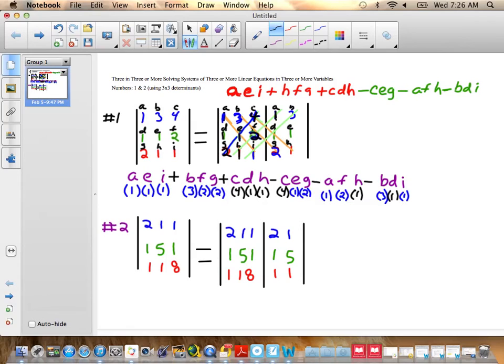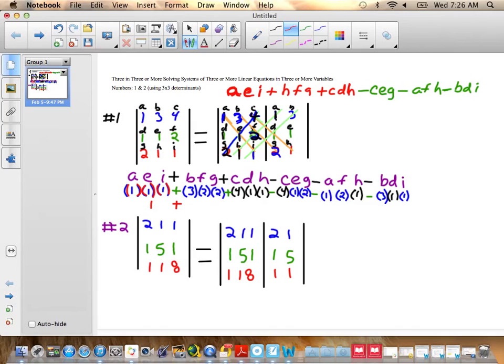Okay, so I have filled in all my blanks. This was a plus, plus, minus, minus, minus. All right, so now that I've filled everything in, now it's just simple multiplication. I just say 1 times 1 times 1 gives me a 1.